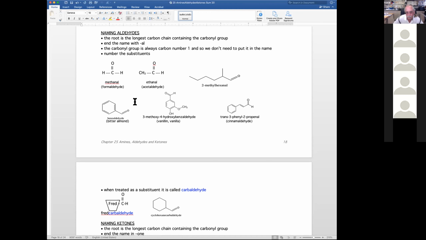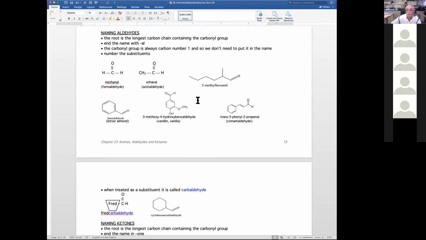So if you look at some substituted benzaldehydes, here's benzaldehyde right there. Okay, so you have a hydroxy here. That would have been a hydroxy here, but they put a methyl group on it. So in terms of numbering system, it's going to be 1, 2, 3. So 3, 4 would be the lowest numbering system. And then we have methoxy, and then 4-hydroxy benzaldehyde. And this is the flavor of vanilla.